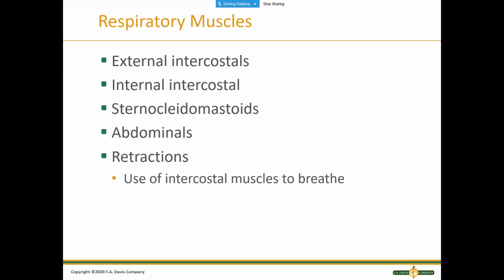sternocleidomastoid. That's a real fancy word. I like saying that. It just kind of rolls off your tongue, but that's just that muscle in your neck there. It's a part of your respiratory system.